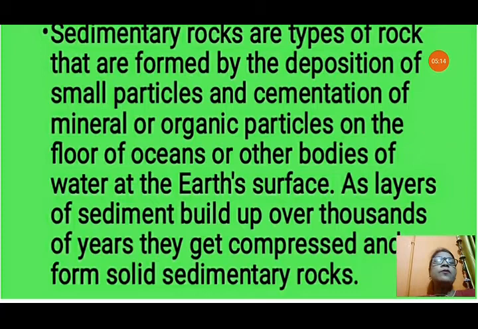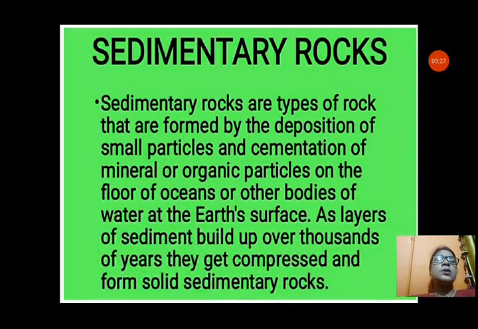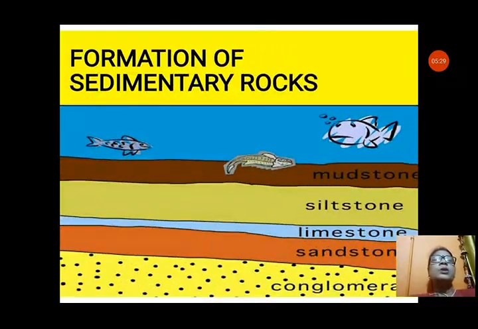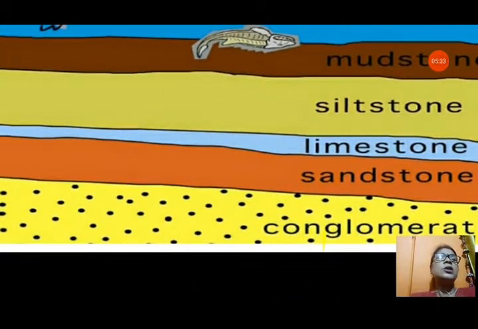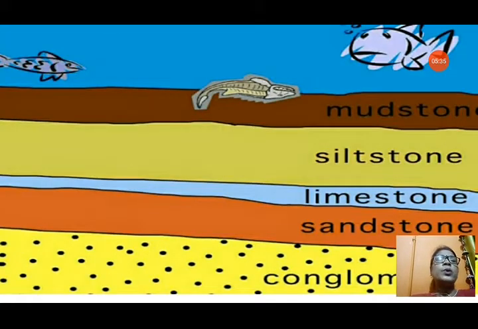All these sediments are formed and carried by the water bodies, and settle at the bottom of the water bodies, and they build up over thousands of years. These layers compress and become solid to form sedimentary rocks. You can see the formation of sedimentary rocks layer by layer. Mudstone, siltstone, limestone, sandstone and conglomerates are formed.